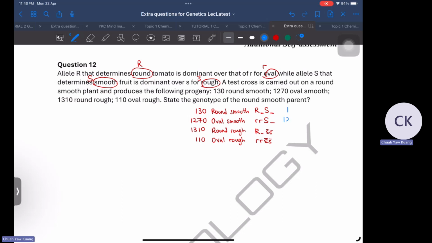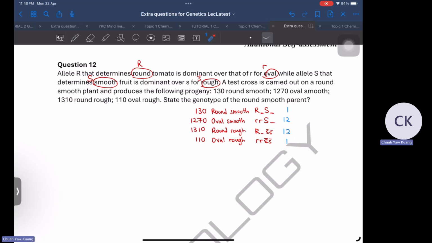So the ratio is around 12. Same thing goes to round rough: 1310 divided by 110 is again 12 point something. Lastly, 110 gives 1. So from the ratio, you can see that it's 12 to 12 to 1 to 1.